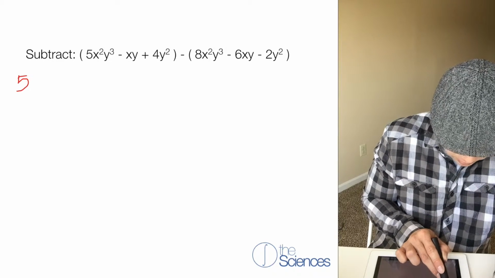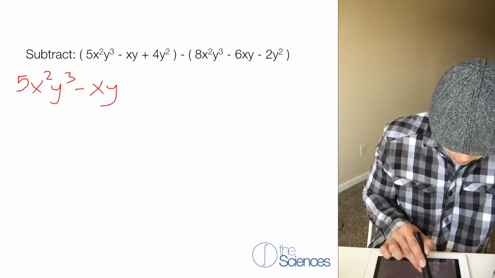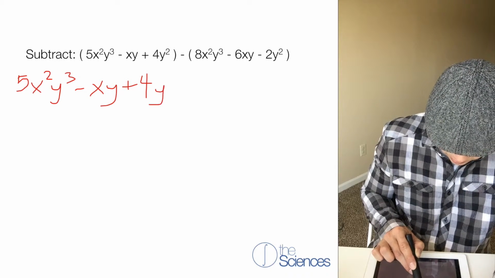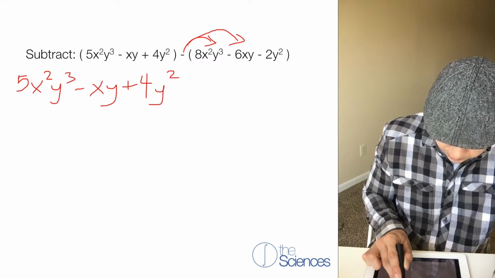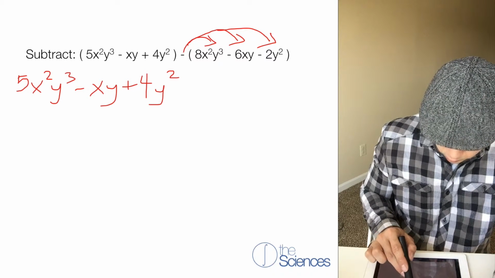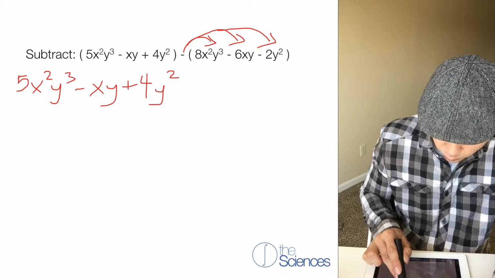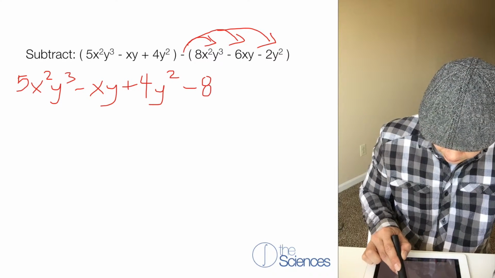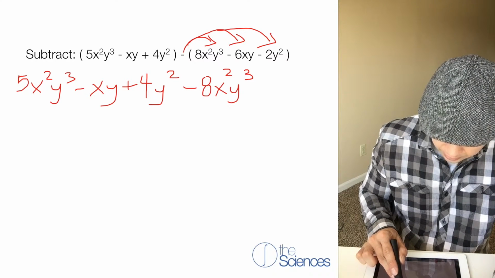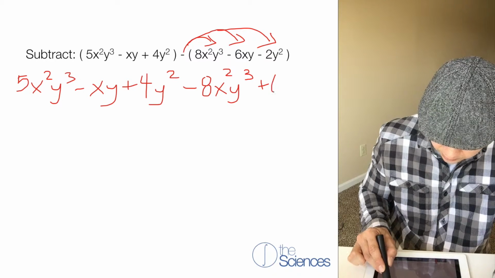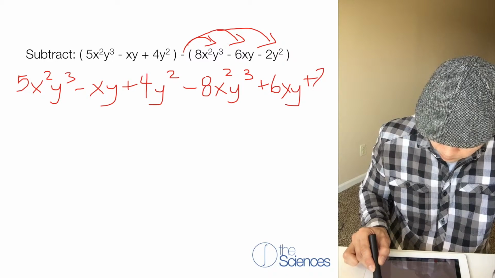So we can rewrite this as 5x squared y cubed minus xy plus 4y squared. Now we're going to distribute this negative sign. So instead of having positive 8x squared y cubed, we now have negative 8x squared y cubed. Instead of having negative 6xy, we now have positive 6xy. And instead of having negative 2y squared, we now have positive 2y squared.